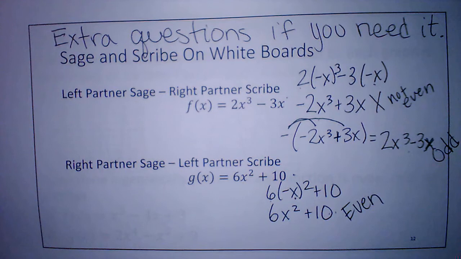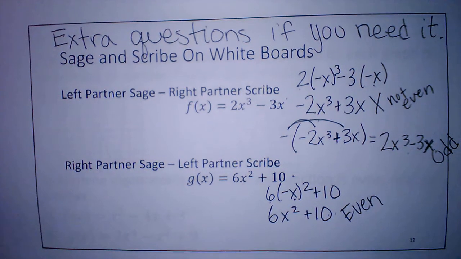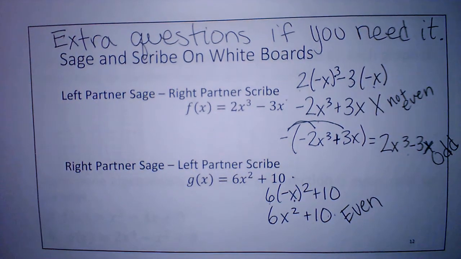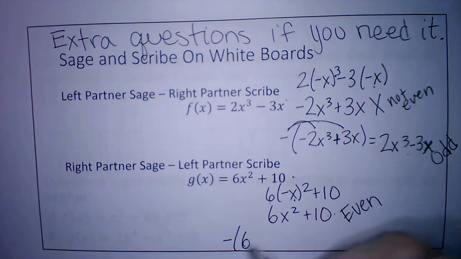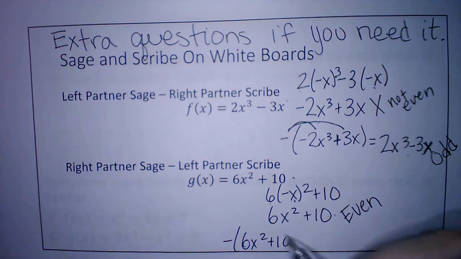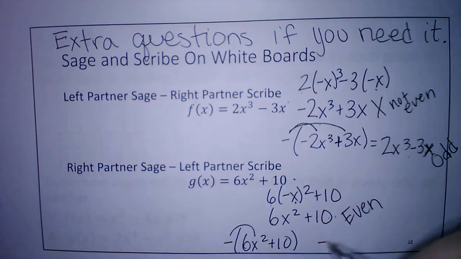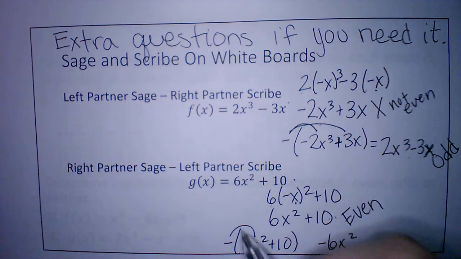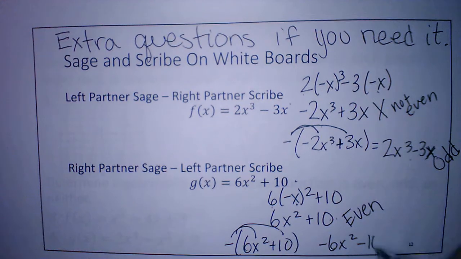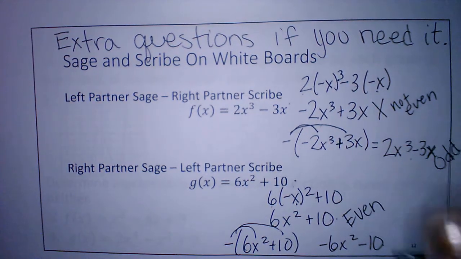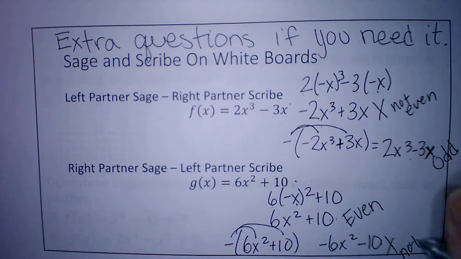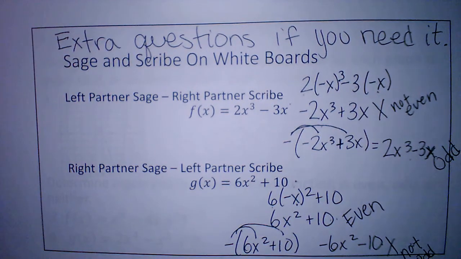And then because it's even, we know it's not odd, but just so you're practicing to check if it's odd, we throw a negative in front of the whole thing and make sure we distribute. So it'll be negative 6x squared, negative 10, and we're asking, is this the same as our original? No, it is not, so it's not odd.